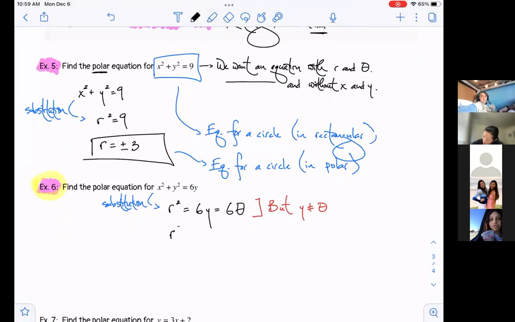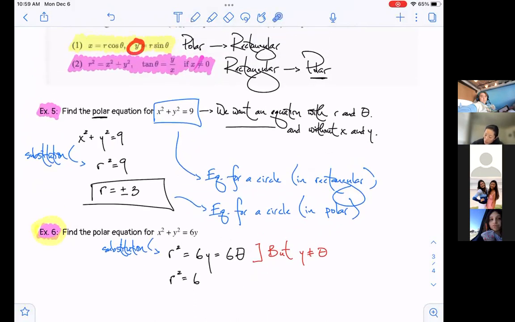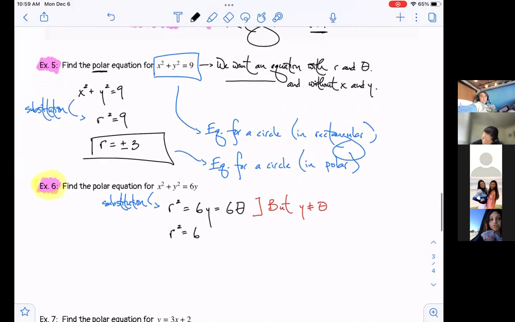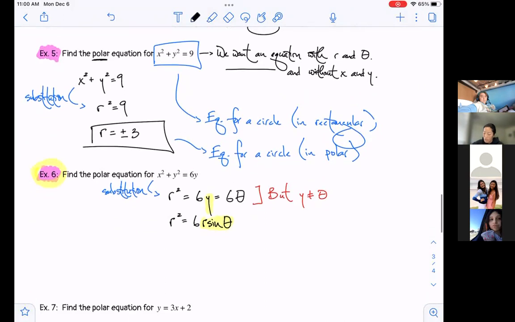So we have r squared equals 6, but everywhere we see a y, we're going to write r sine theta. So 6 r sine theta. And this comes from our yellow y equals r sine theta. Now, how do we rewrite this equation? In other words, how do we solve for r?